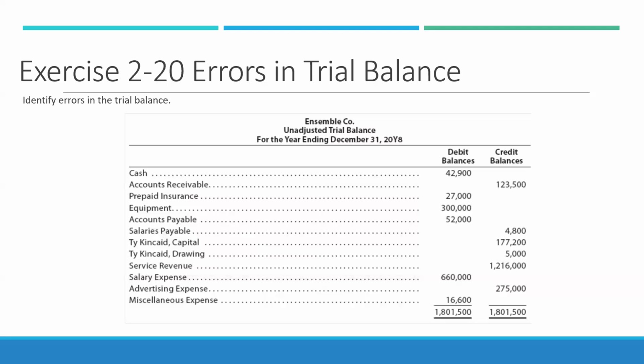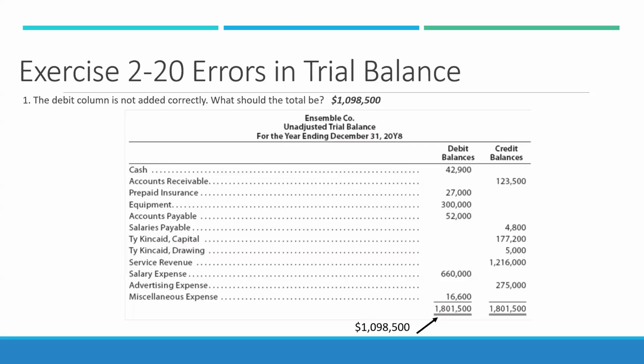So this trial balance, identify errors in this trial balance. Right, it balances, but there are still clear errors in this trial balance. One is that the debit balances don't correctly add up. If you actually add up all of these, it's only 1,098,000. So they're over $700,000 short on debits than credits in this trial balance.